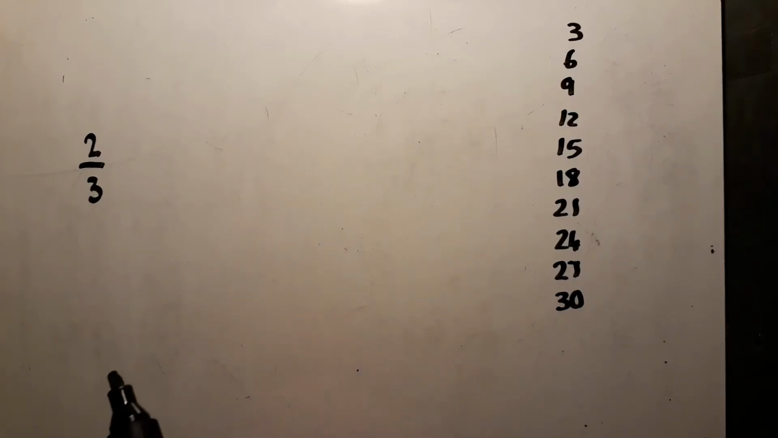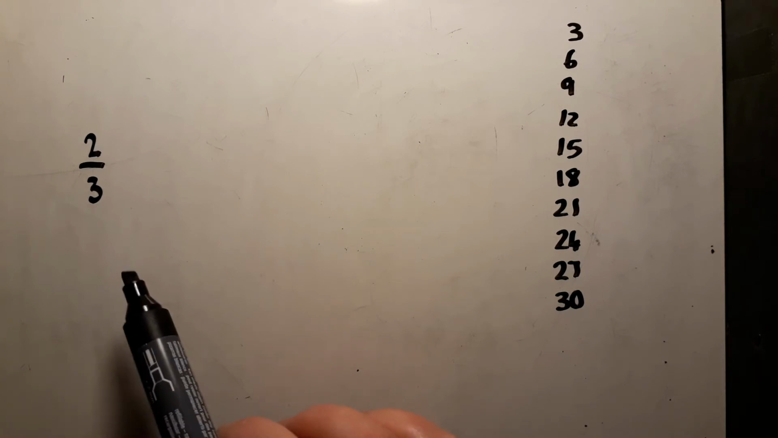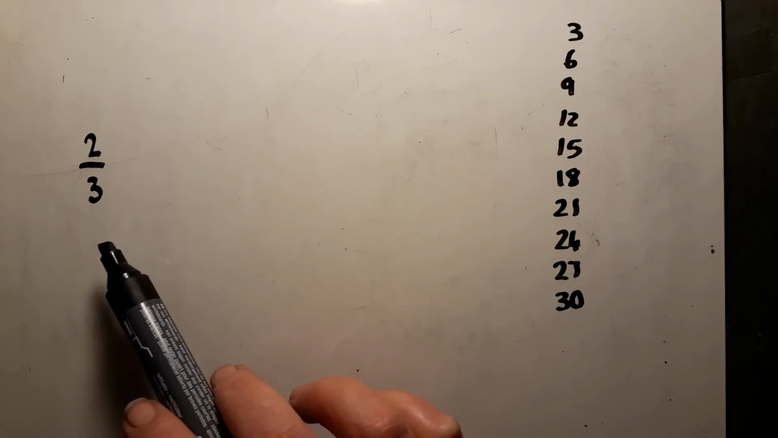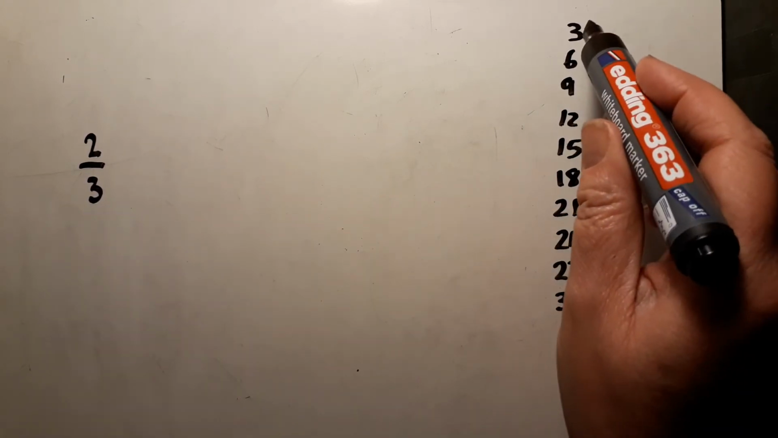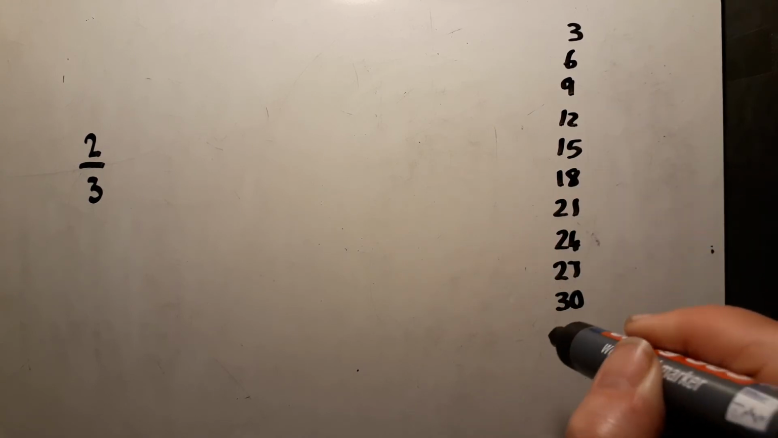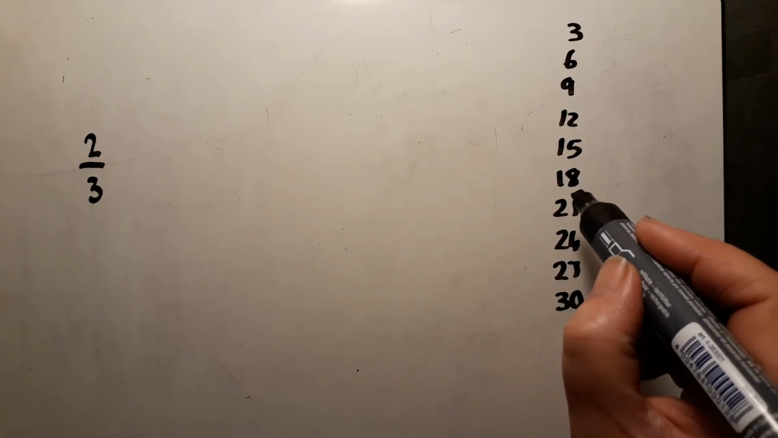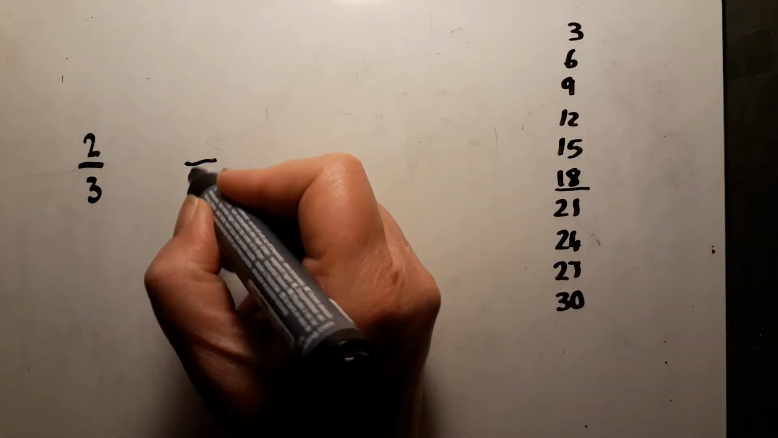Okay, so I'm going to write 2 fractions that are equivalent to 2/3. So because I'm dealing in thirds, I've done a splat box of my 3 times table, my multiples of 3, and I'm going to pick 1/18.